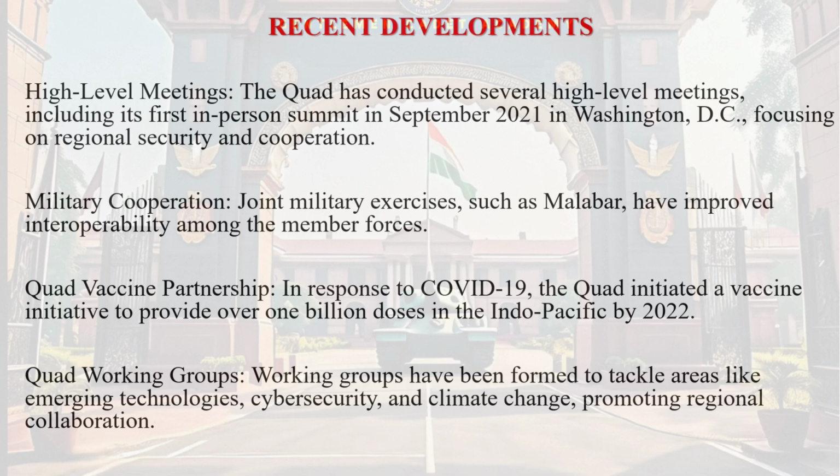Then military exercises, joint military exercises, which have become a hallmark of Quad cooperation. So exercises like the Malabar naval exercise, which involved complex maritime operations, enhance interoperability among the armed forces of the member countries. And Quad has also expanded its military cooperation to include air and ground forces.